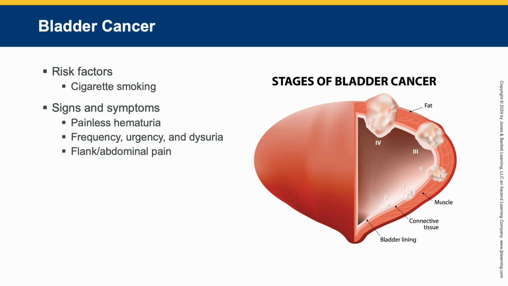The number one risk factor for bladder cancer is cigarette smoking. Typically, clients that have bladder cancer will have painless hematuria. They'll also show signs of UTI, so frequency, urgency, and dysuria. And then with advanced disease, it may progress to flank and abdominal pain.